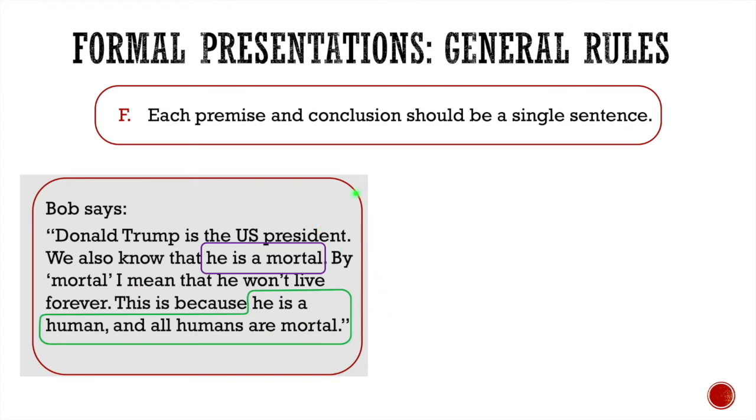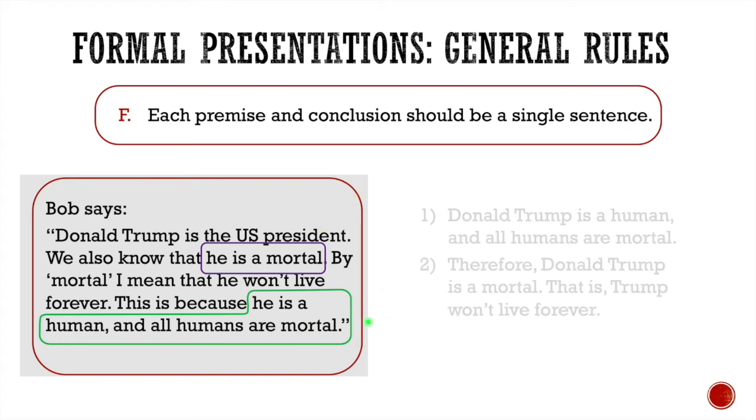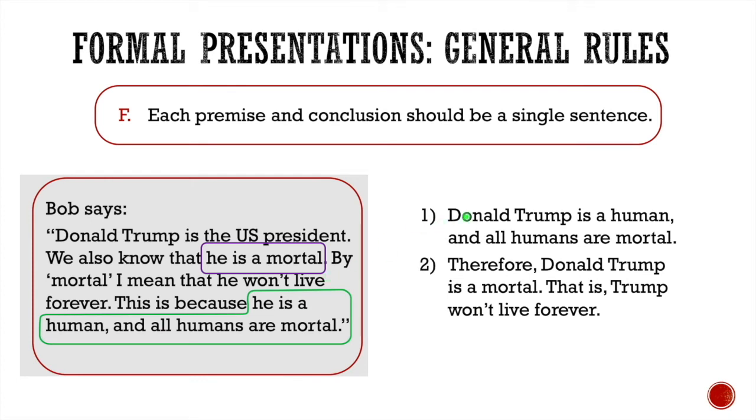So one thing you might have done was write down the argument like this. You might have said, okay, this is the premise, Donald Trump is a human, and all humans are mortal. But you might have wanted to use this line that says, by mortal, I mean that he won't live forever, and you might have wanted to put this in your argument somewhere. So you might have put it in the premise, or maybe you put it in the conclusion, so you might have said, therefore Donald Trump is immortal, that is, Trump won't live forever, where you're taking this part from here, that he won't live forever.